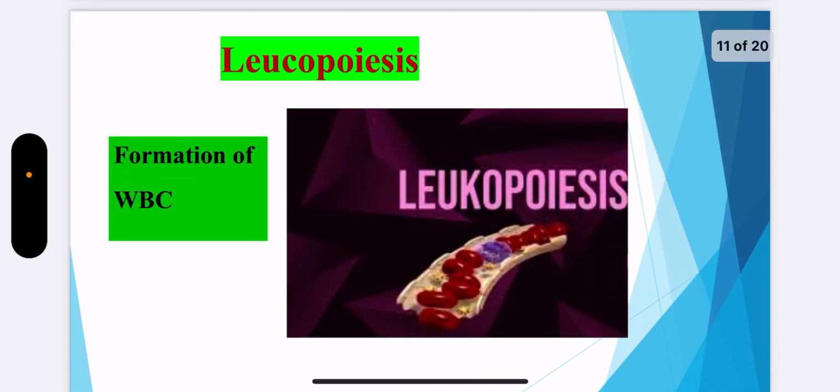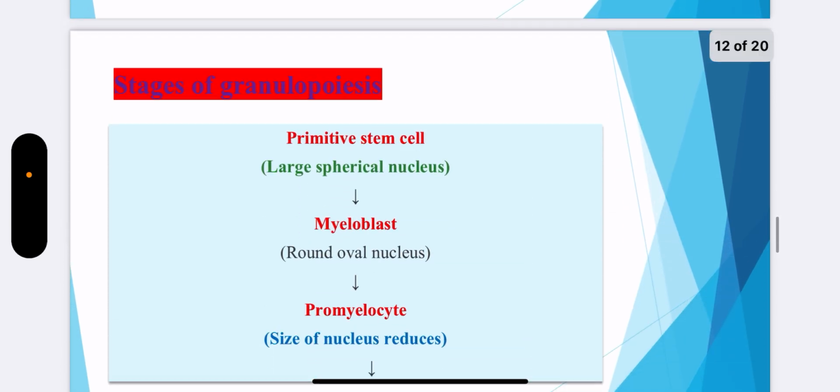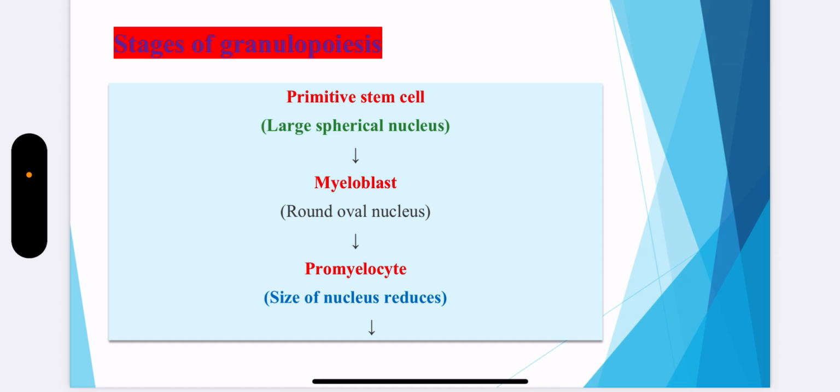About leukopoiesis. Leuko means leukocyte, poiesis means formation. So the process of formation of leukocytes from the progenitor cells is called leukopoiesis. About the stages of granulopoiesis: the process of formation of granulocytes is granulopoiesis. The process of formation of monocytes is monocytopoiesis. The process of formation of lymphocytes is lymphopoiesis.